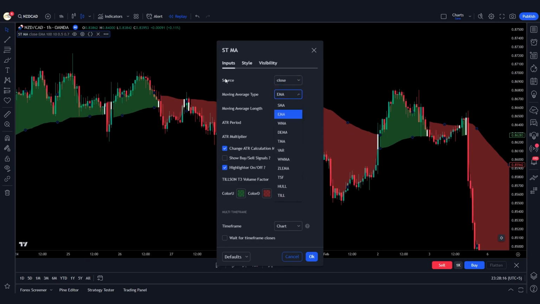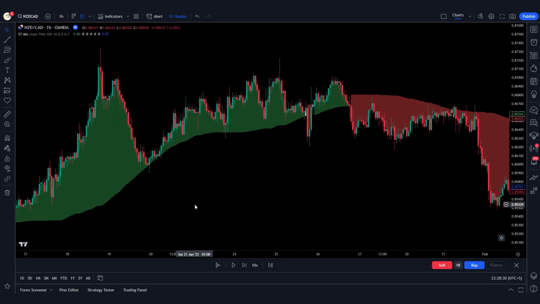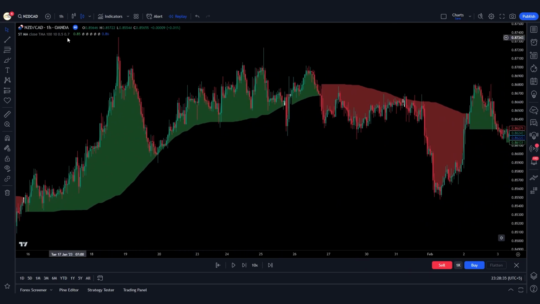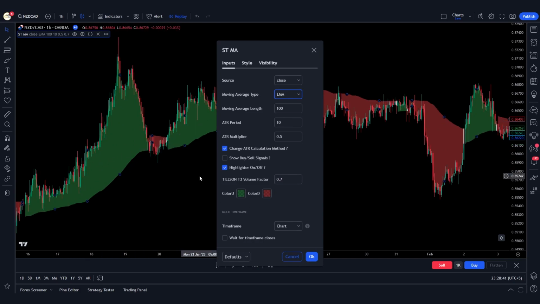And here, since this is a Super Trended Moving Averages indicator, there are a lot of moving averages that we can choose from. For example, if I change the moving average from this exponential moving average to TMA, you will see the shape of the chart will change. As you can see, now the charts have changed, and the market is showing us a different type of moving average. And if I change this back to exponential moving average, you will see that the shape of the charts will again change, as you can see here.